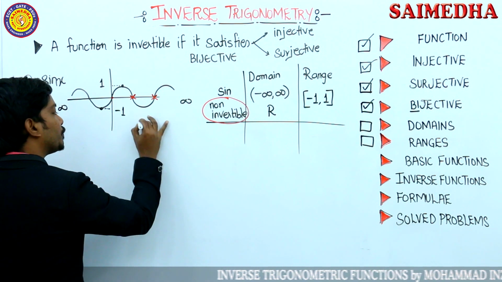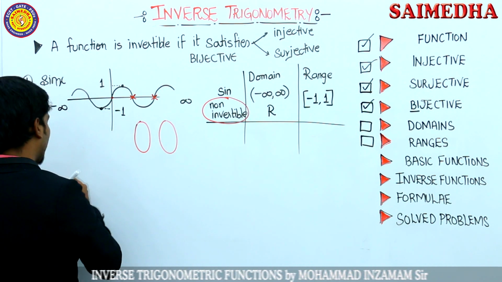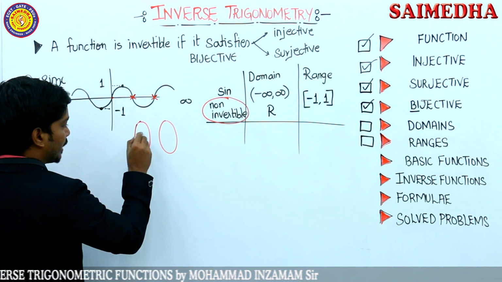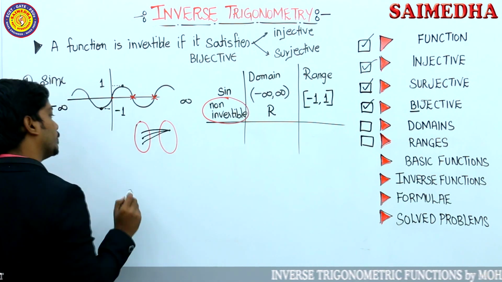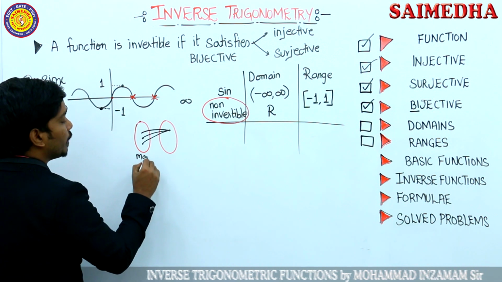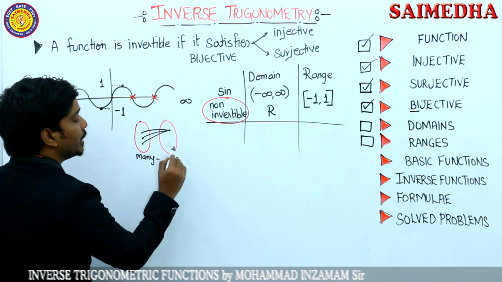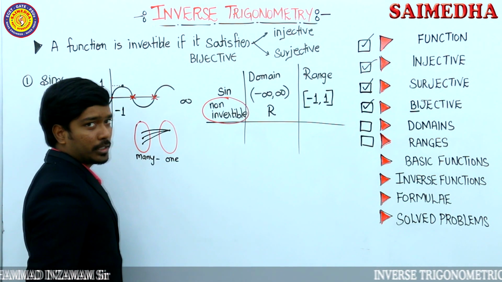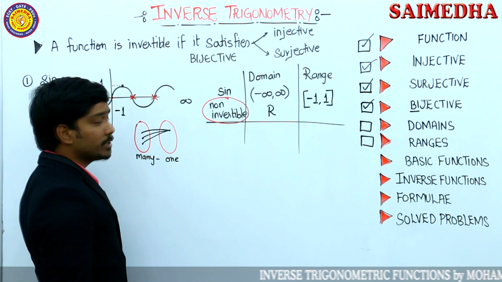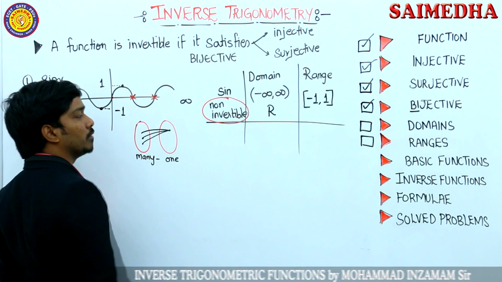So if sine 0 value is 0, this is sine 0, 0, sine 180, 0, sine 2 pi, 0. So this is a which function, 1 to 1 function or many to 1 function? Many to 1 function. If it is many to 1, it does not satisfy which condition? Injective, not an injective. If it is not an injective, guys, it is a non-invertible function.